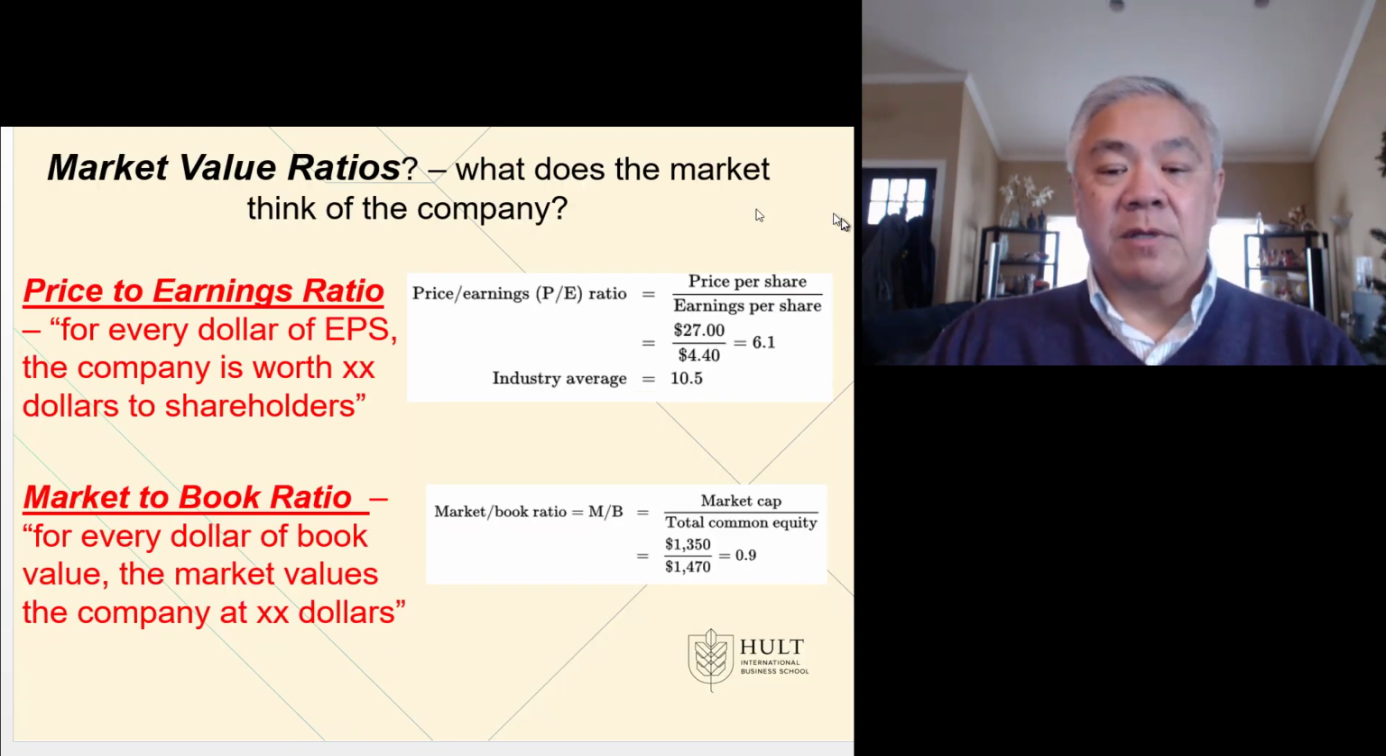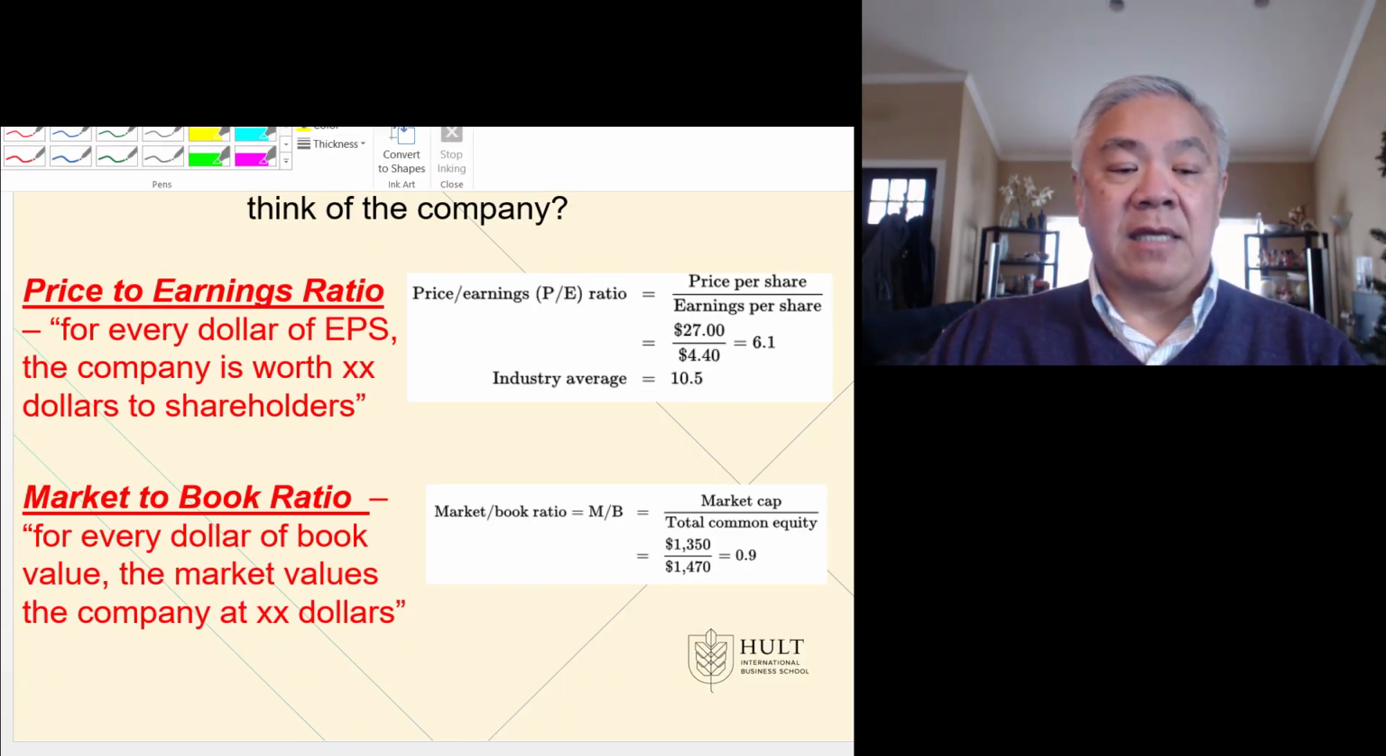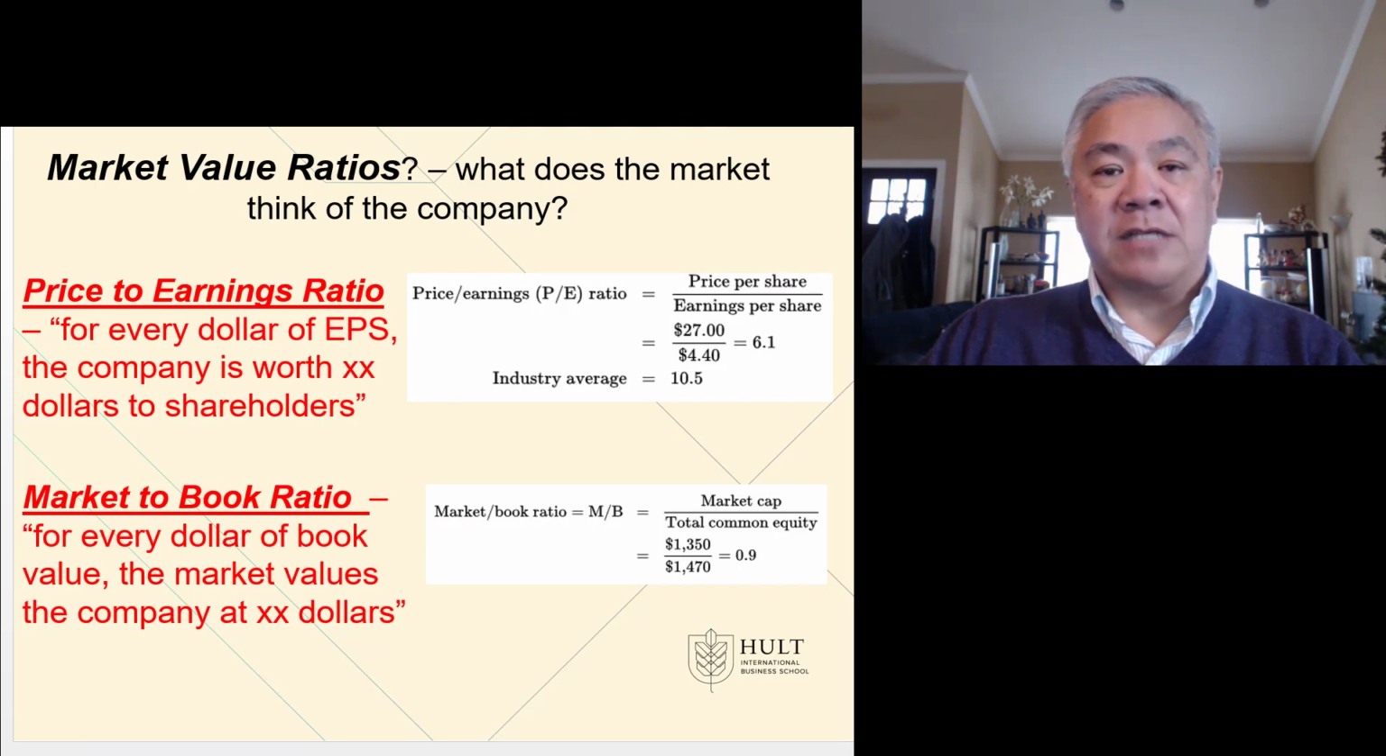The next set of ratios relate to market values, and these look at a blend of financial data from the statements and market data, predominantly the stock value of a company. The first looks at the price to earnings ratio.